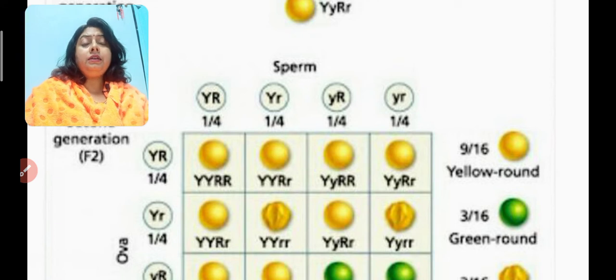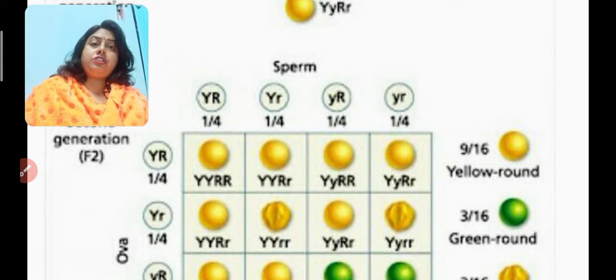And as I said, fertilization is a matter of random chance. Mendel took into consideration all possible combinations of the genotype that can be formed by random fertilization. So, here in the F2 generation, both the combinations of gametes will randomly fertilize with each other.